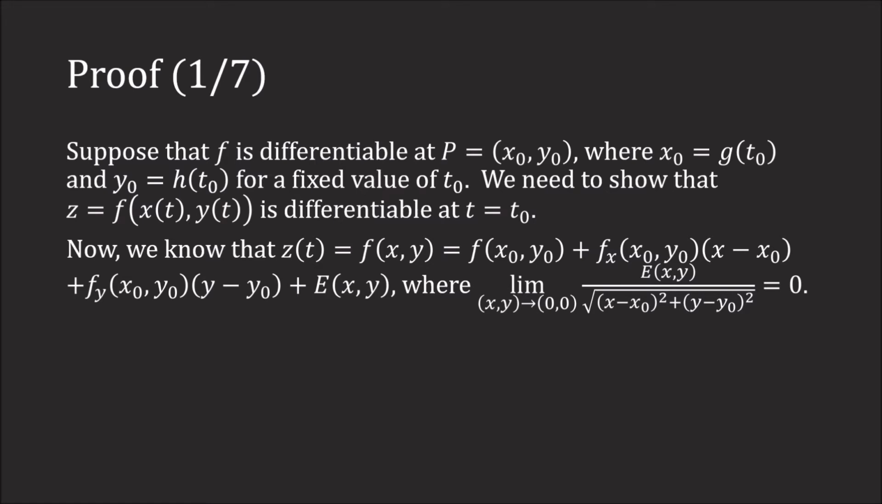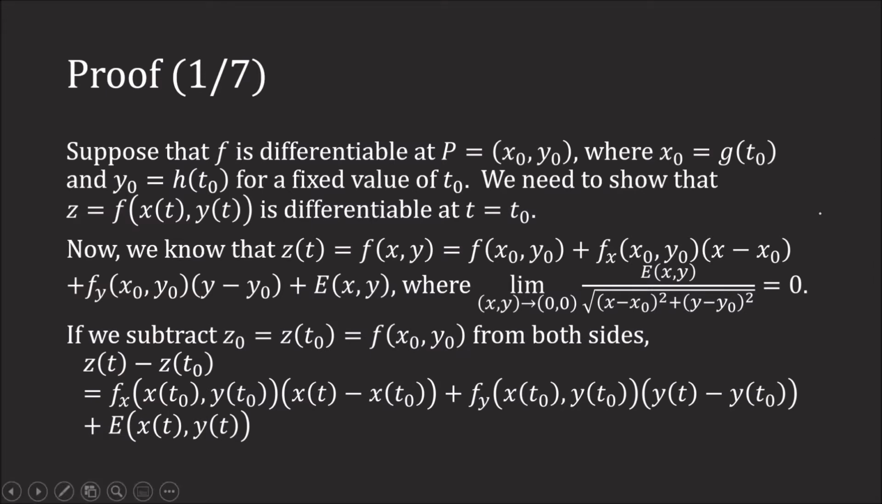If we subtract z naught equals z of t naught equals f of x naught, y naught from both sides, then this is what we'll get. We'll get z of t minus z of t naught is equal to f sub x of x naught, y naught times x of t minus x of t naught, plus f sub y of x naught, y naught times y of t minus y of t naught, plus e of x of t, y of t. So this piece right here dropped out, because we subtracted it out.